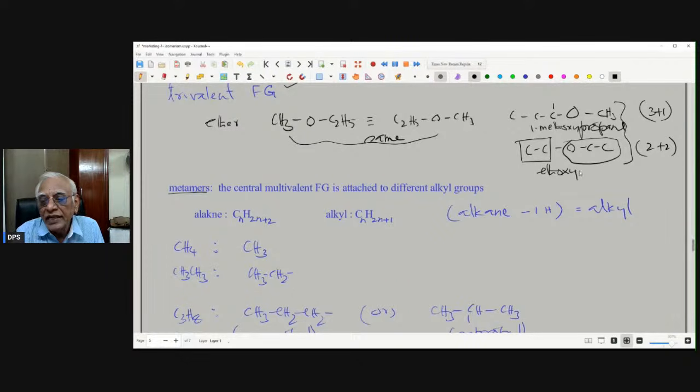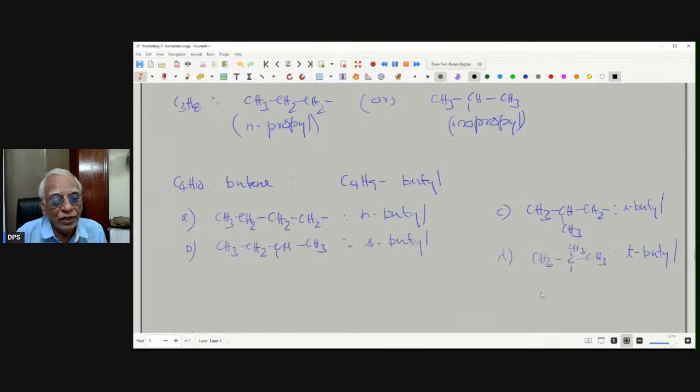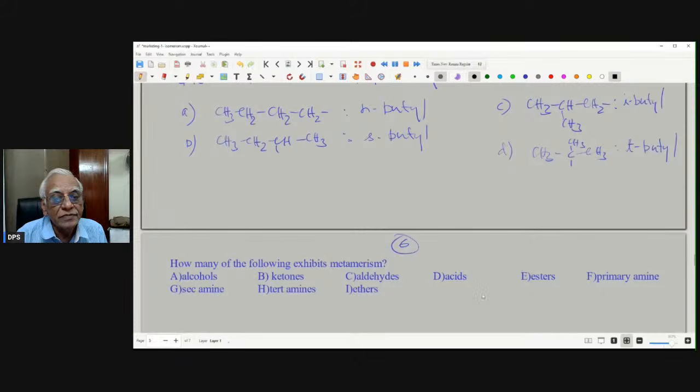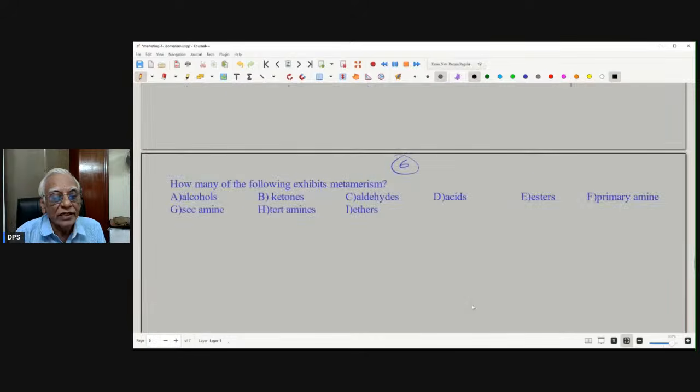Ethoxy ethane, and both of them are metamers because the central multivalent functional group is attached to different alkyl groups. On one side propyl and methyl, on the other side ethyl and ethyl. I shall give you some more examples, but before that, a question here.